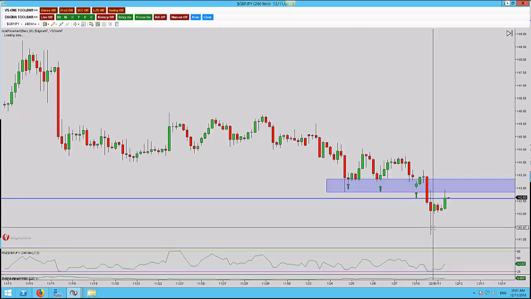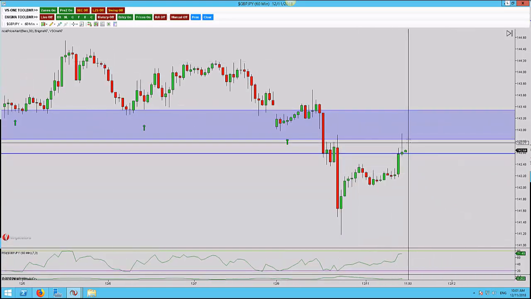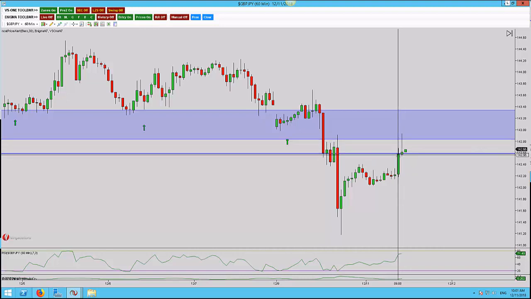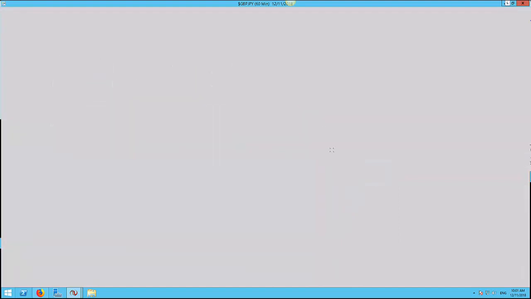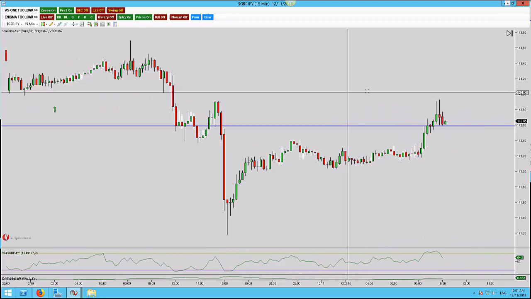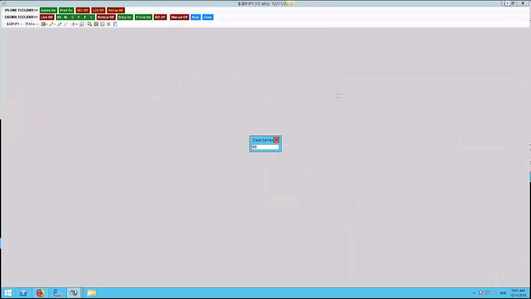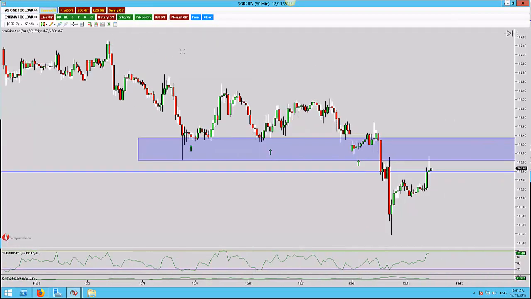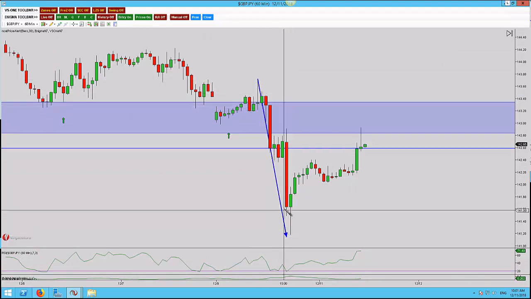So let's check out the 60 again. There's that nice rejection candle, that inverted hammer. We've probably closed in the bottom 20%, maybe 15% there. Let's go to the 15-minute time frame. And in fact, let me just go back out to the 60, because you can actually see the flag pattern here. So this is the move that I'm looking at.